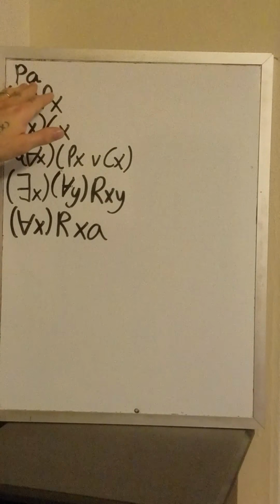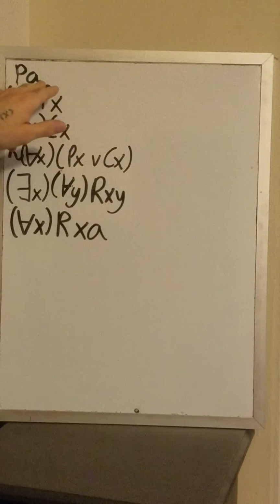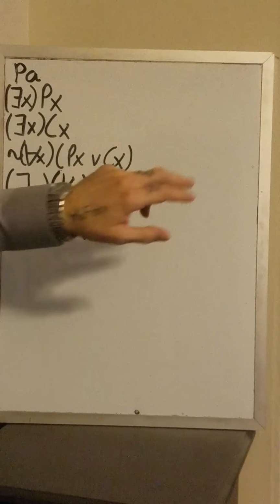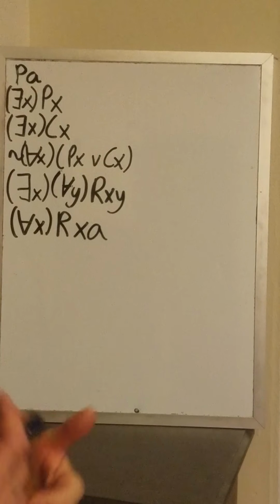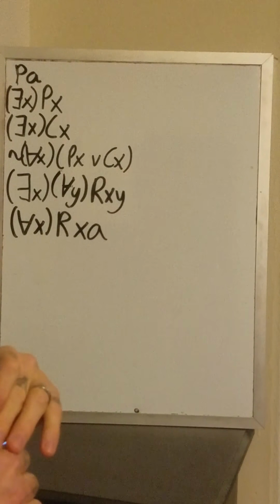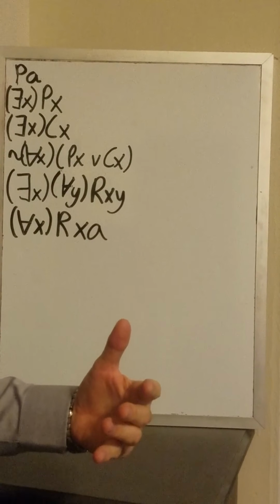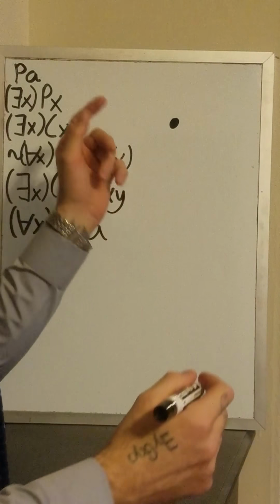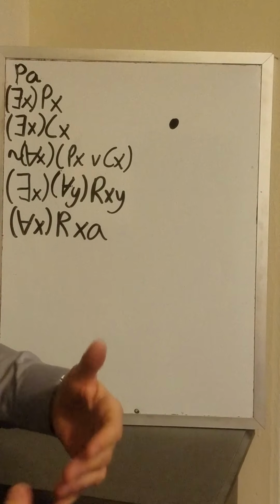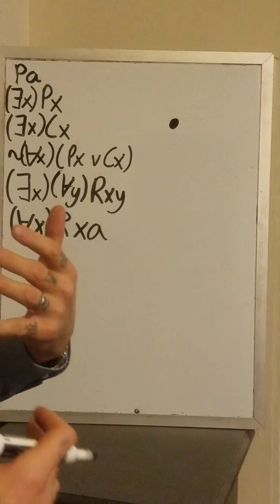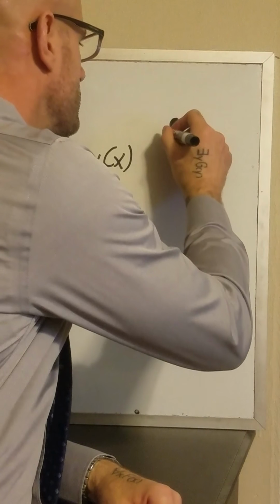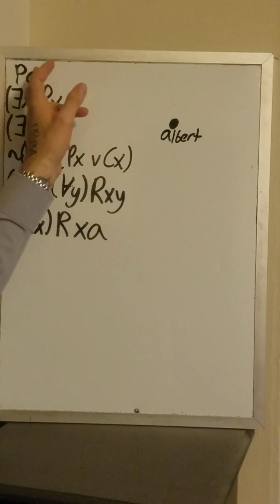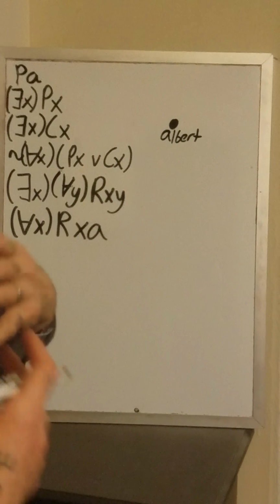So our first sentence is PA. A is a constant that's the name of something in your universe of discourse, which I often call a domain. It's the name of some object that's in your universe of discourse. So we have this object. Let's give it a name. Let's call it Albert. And A is the constant that's picking out this object, Albert.